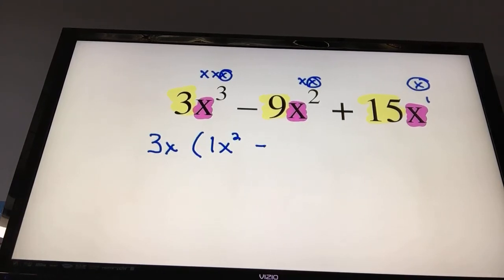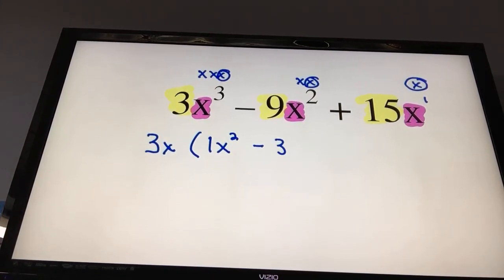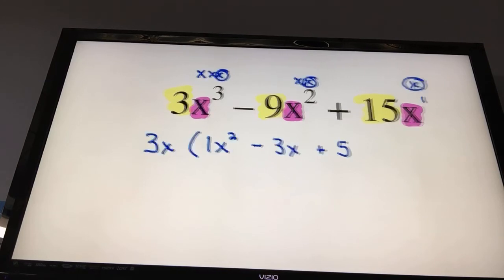Minus 3 divided into 9 is 3. X from x squared leaves me 1x. Plus 3 into 15 is 5. And x from x, I took it all out.